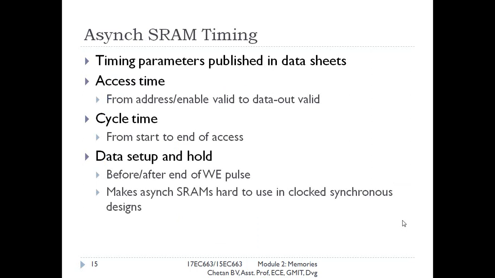The timing constraints are published in data sheets. We are concerned with a few parameters here: access time and cycle time. Access time is the time from address valid to valid data out. Cycle time is from start to end of access.